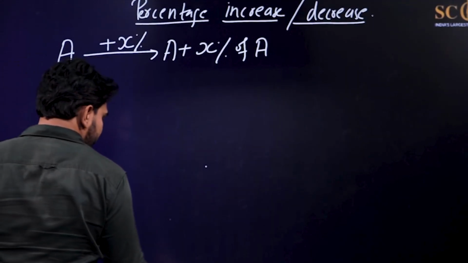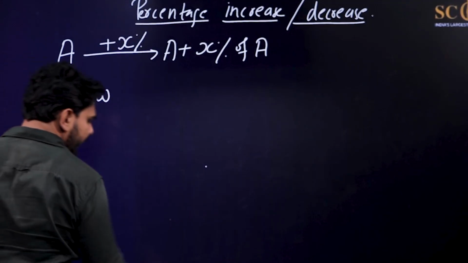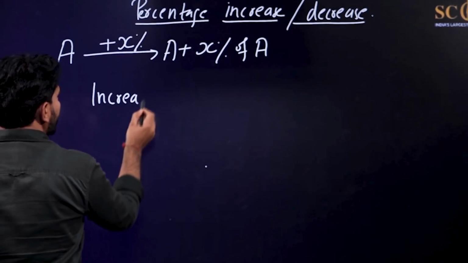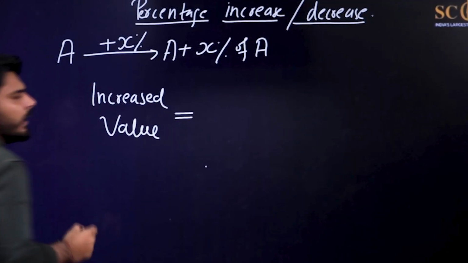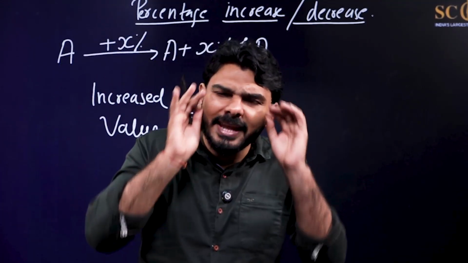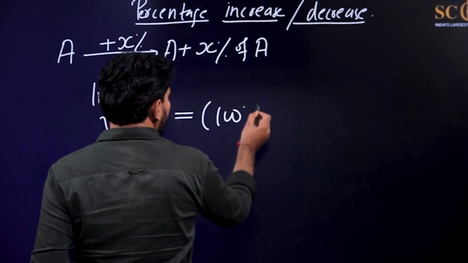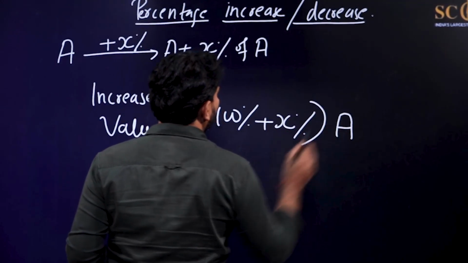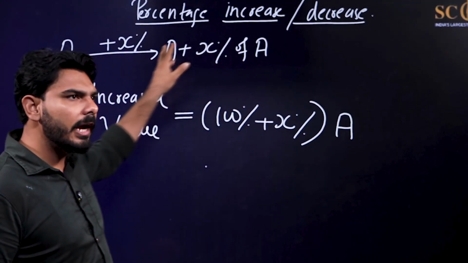Now, what is the new value of A after the increase? I can write it as the increased value. The increased value will be A plus X percent of A. But if I have to write it in a very simple way, it will be written as 100% plus X percent of A. You can simplify it yourself: you will take A common, and you will get A times 1 plus X percent.